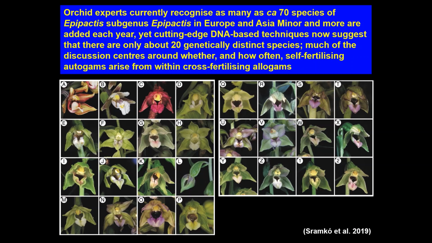They're typically described without any kind of genetic or morphological analysis. They're described using so-called techniques that have existed for the last 3 or 4 centuries, and they're often described by amateurs. If you actually apply these modern cutting-edge DNA-based techniques to these taxa, you end up concluding that there are about 20 genetically distinct species rather than the 70 species that some traditional taxonomists would have you believe.